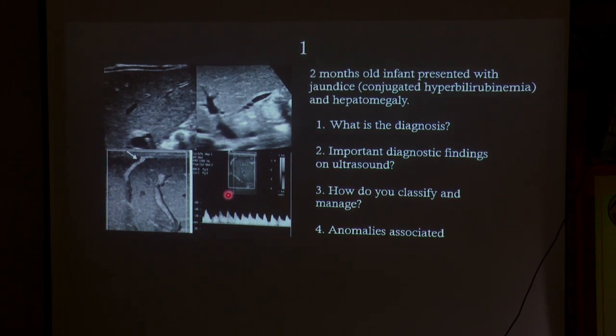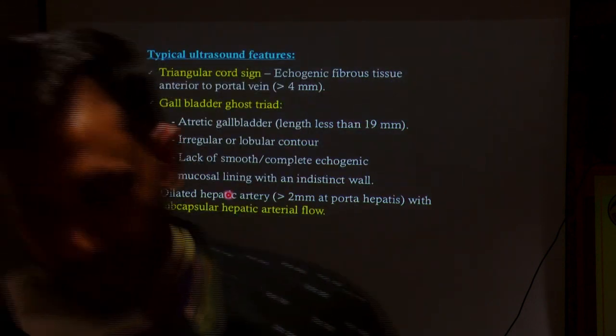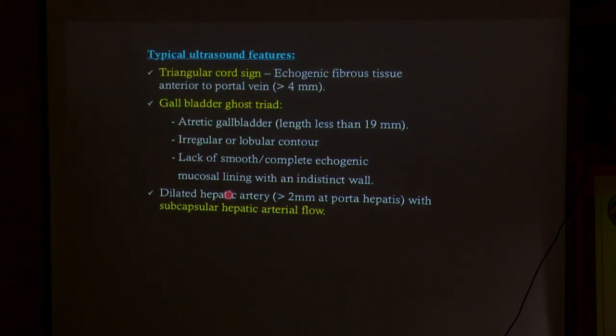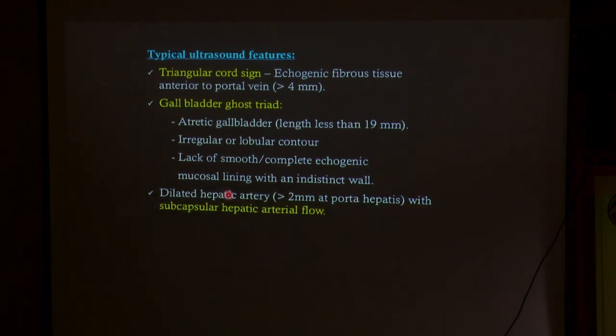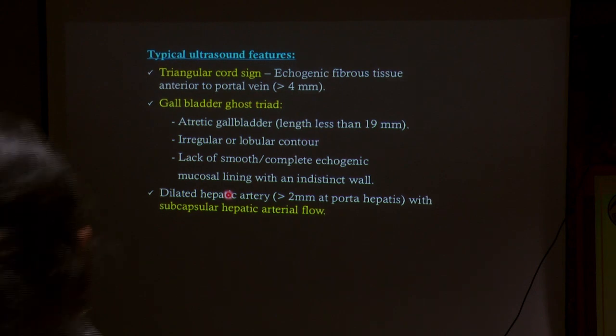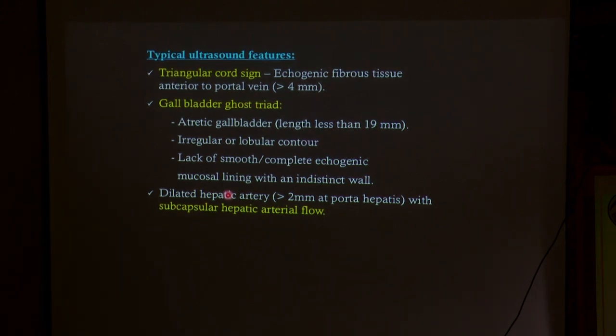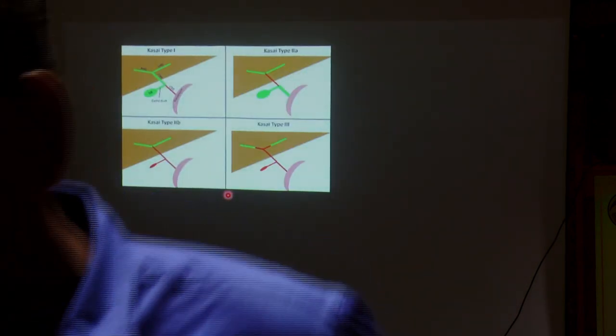So what are the important diagnostic findings? How do you classify and manage this, and what are the anomalies associated with it? As I already showed you, the typical ultrasound features are the triangular cord sign. Then there is the gallbladder ghost triad, which includes an atretic gallbladder with length less than 19 mm with irregular lobular contour and lack of smooth echogenic mucosal lining. And there is also increased subcapsular hepatic arterial flow with a dilated hepatic artery measuring more than 2 mm at the porta hepatis. It is classified by Kasai into 3 types.